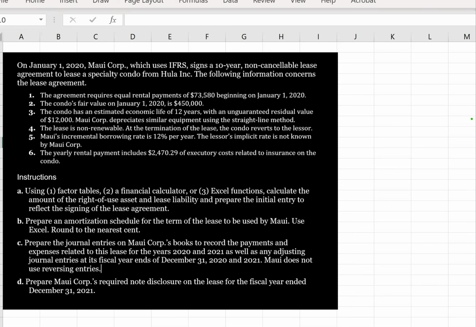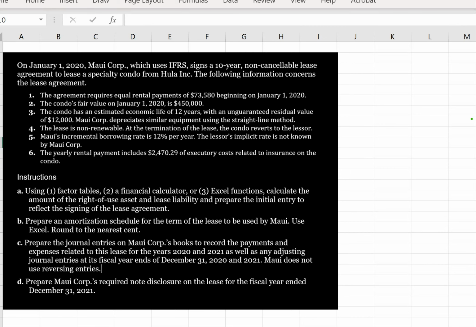The condo has an estimated economic life of 12 years with an unguaranteed residual value of $12,000. Maui Corp depreciates similar equipment using the straight line method. The lease is non-renewable. At the termination of the lease, the condo reverts to the lessor. Maui's incremental borrowing rate is 12% per year. The lessor's implicit rate is not known by Maui Corp. The yearly rental payment includes $2,470.29 of executory costs related to insurance on the condo.